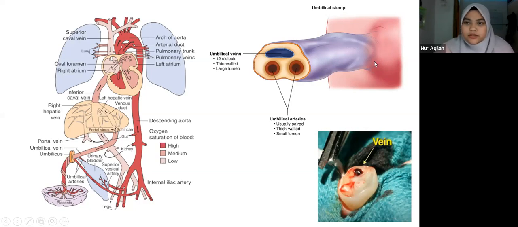So here is a picture of the umbilical cord. And in the umbilical cord, as I mentioned, there are 2 umbilical arteries and 1 or a single umbilical vein. And the umbilical vein is usually located at the 12 o'clock. Meanwhile, the umbilical arteries are at the 4 o'clock and also 8 o'clock respectively. And the umbilical vein would have a thin wall with a large lumen. Meanwhile, the umbilical artery will have a thick wall and also a smaller lumen.